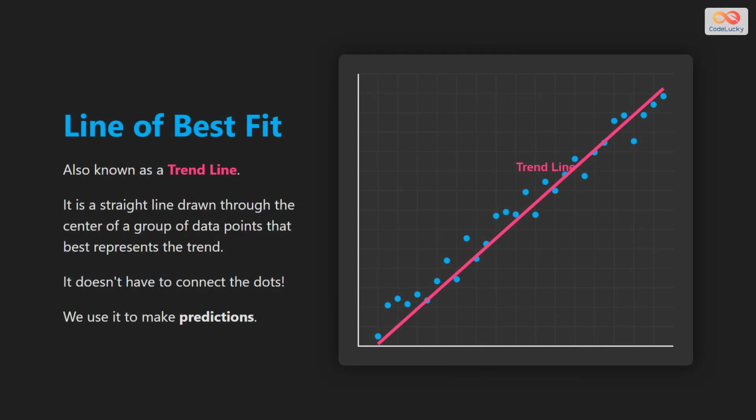To help us analyze the data, we often draw a straight line through the points. This is called the line of best fit or a trend line. It does not connect the dots like a puzzle. Instead, it goes through the middle of the cloud of points to show the general average trend.